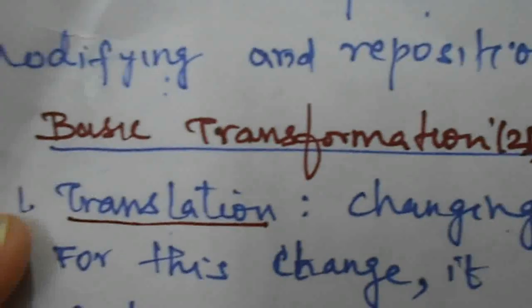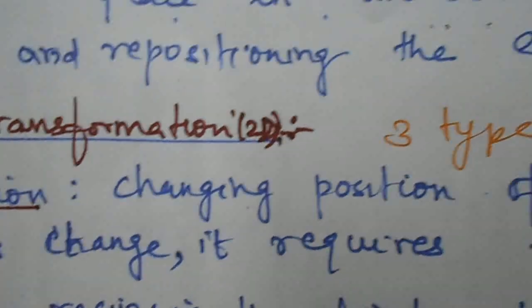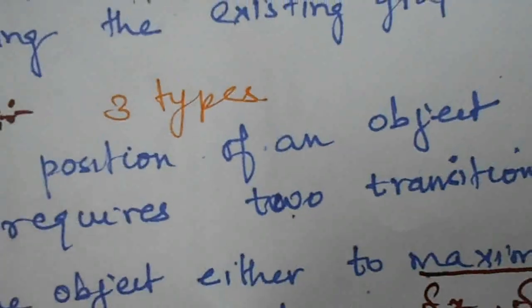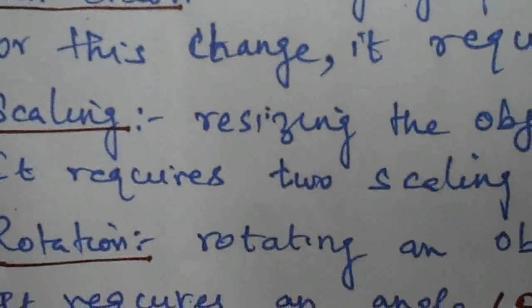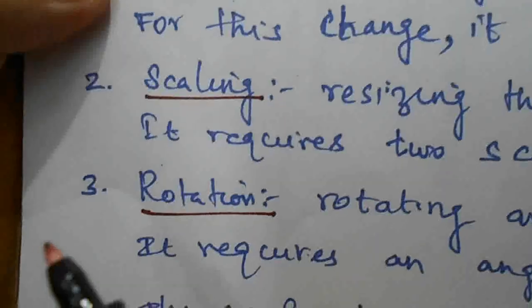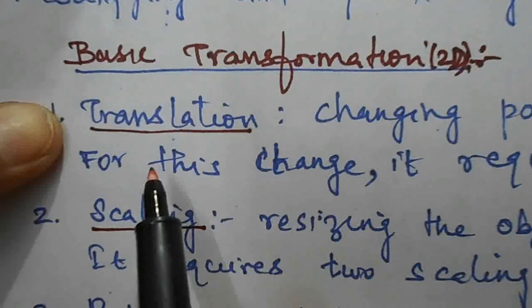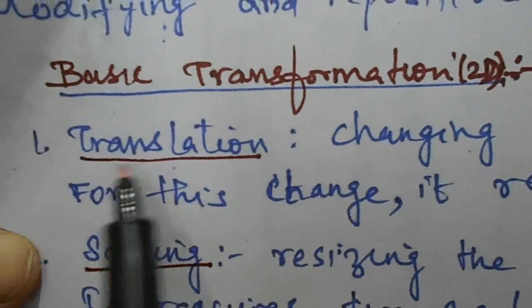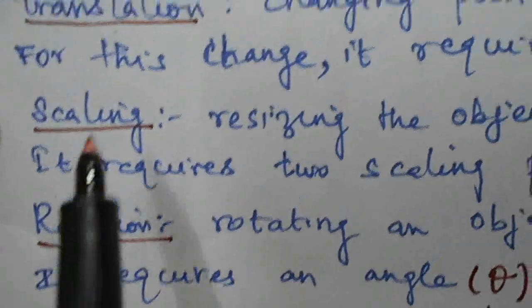There are 5 different transformations. One is translation, another one is scaling, third one is rotation, fourth one is reflection, the last one is shearing. Now we are going to see the basic transformations of the two-dimensional plane. The basic transformations are translation, scaling, and rotation.